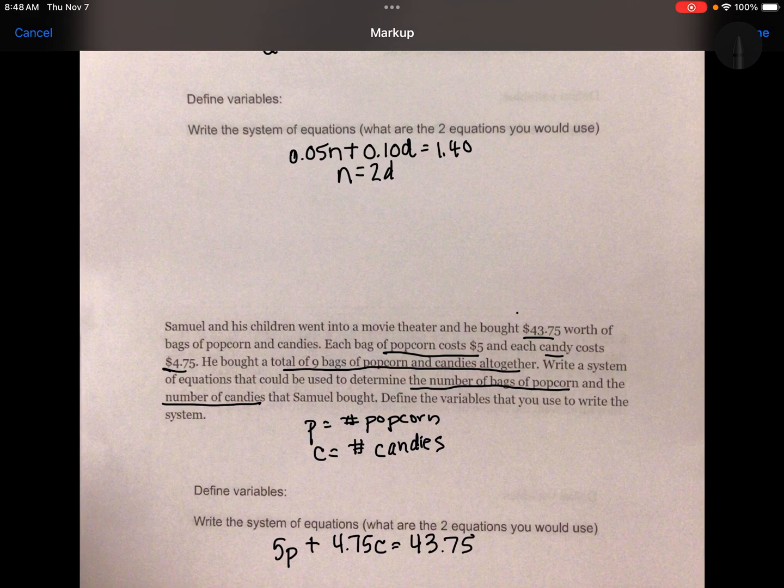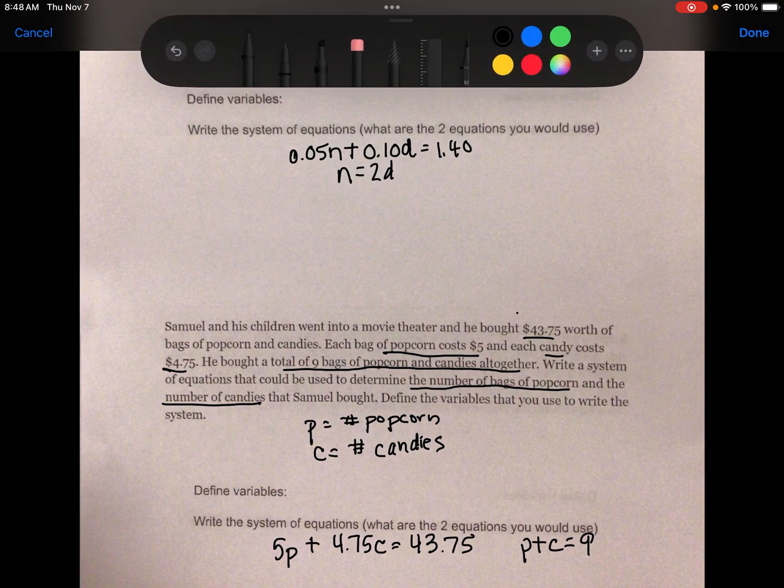And then he bought a total of 9 bags of popcorn and candy altogether, so popcorn and candy altogether is P plus C equals 9. And there you go. Hopefully that will help you do your Delta Math.